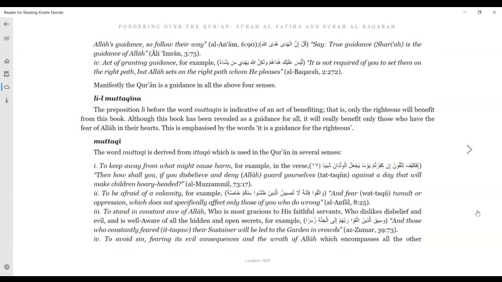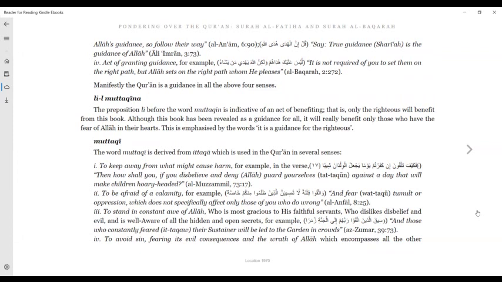Number four, act of granting guidance. For example, لَيْسَ عَلَيْكَ هُدَاهُمْ وَلَكِنَّ اللَّهَ يَهْدِي مَن يَشَاءُ. It is not required of you to set them on the straight path, but Allah sets on the straight path whom He pleases. Surah Al-Baqarah, chapter 2, verse 272.